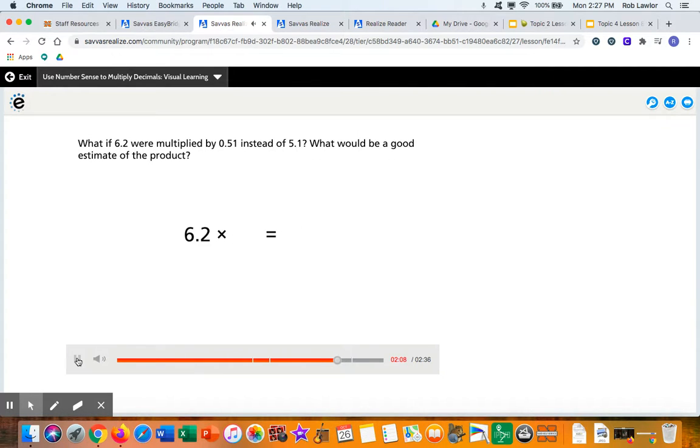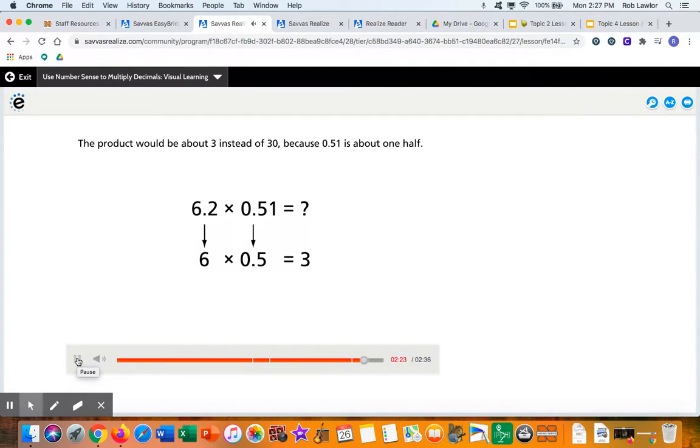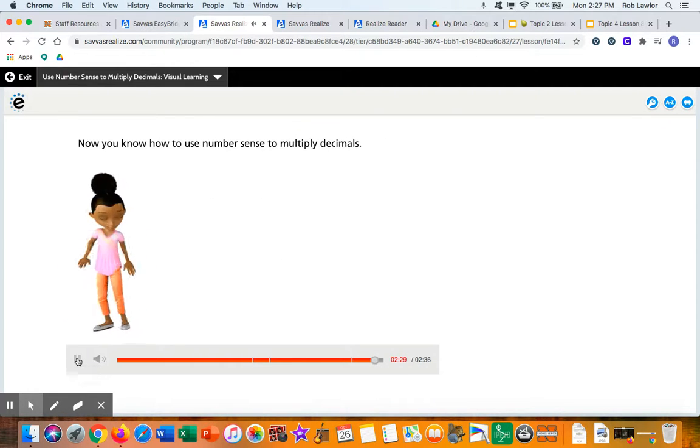What if 6 and 2 tenths were multiplied by 51 hundredths instead of 5 and 1/10? What would be a good estimate of the product? The product would be about 3 instead of 30, because 51 hundredths is about 1 half. Now you know how to use number sense to multiply decimals.